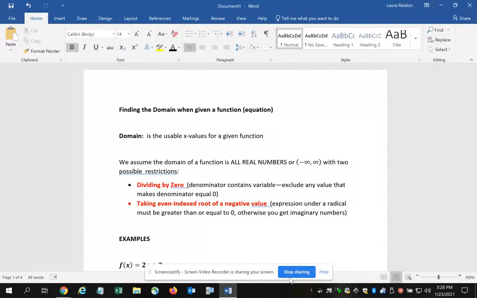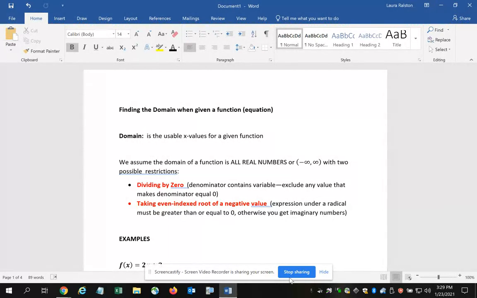But there are two possible restrictions. The first restriction is if you are going to be dividing by 0, that is a problem. Mathematically, that is not possible. And so you have to pay attention to whether there is a variable in the denominator, the bottom half, if you have a fractional or a rational function. If there is a variable in the denominator of the function, then you have to avoid any value that's going to cause that denominator to be 0. And I'll show you how to do that in just a minute.